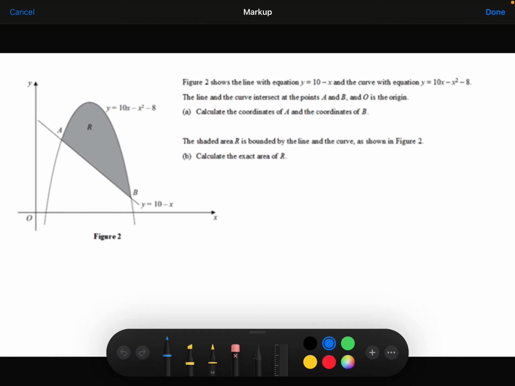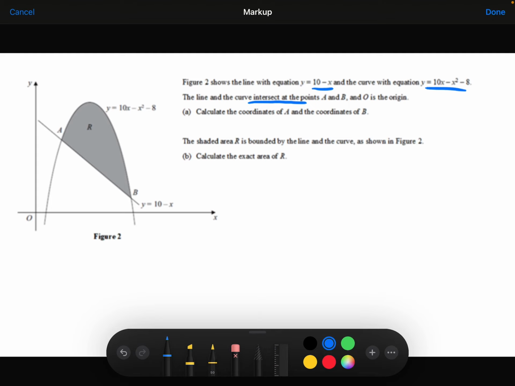Figure 2 shows the line with the equation y equals 10 minus x and the curve with the equation y equals 10x minus x squared minus 8. The line and the curve intersect at points A and B. We need to find their coordinates, so the coordinates where the curve and the line intersect. So we're thinking simultaneous equations.